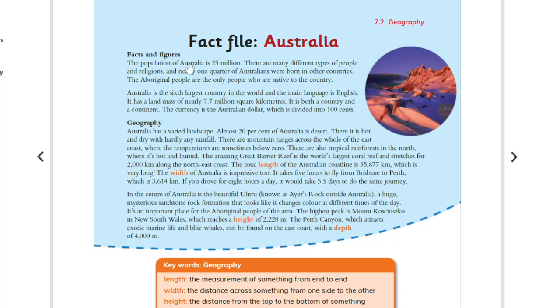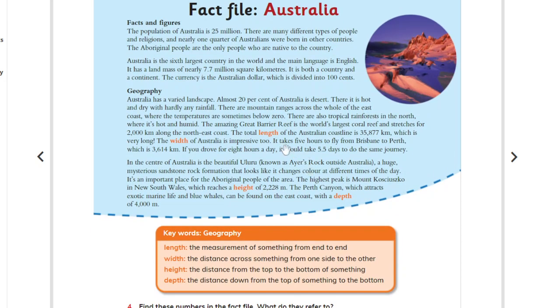Listen to the track, and next class maybe you can tell me more about Australia. Okay, it is the sixth largest country in the world. Almost 20% of it is desert. The total length of Australia, that means the whole area, is so much. The width of Australia, it takes 5 hours to fly. And if you drive, it takes an 8 hours a day drive. With 5.5 days it takes.